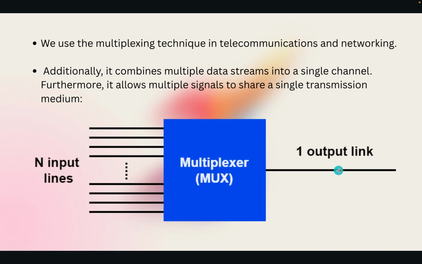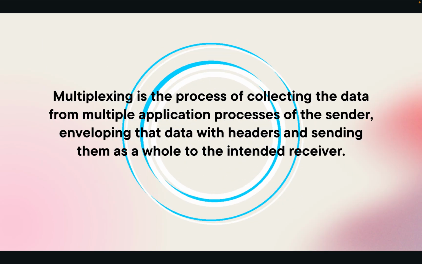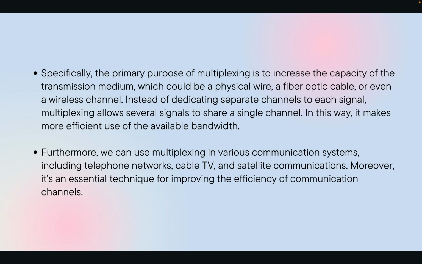Now, as we see in this diagram, there are a number of input lines and we have a multiplexer. We can select all of those inputs and get one output link. Using that one output link, it has headers and the data which can be carried forward. That one single signal has all of the data. That is the main gist of a multiplexer.